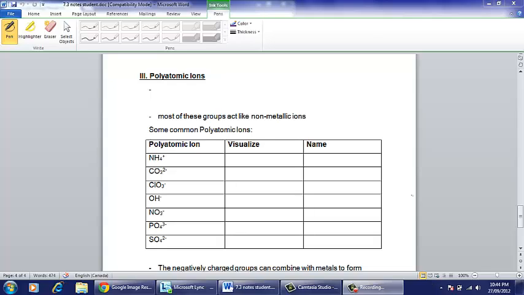In this lesson, we are going to be continuing with ionic compounds, chemical formulas, and naming. And we're going to be specifically looking at the last type of ionic compound, and that is the ones that are involving polyatomic ions.